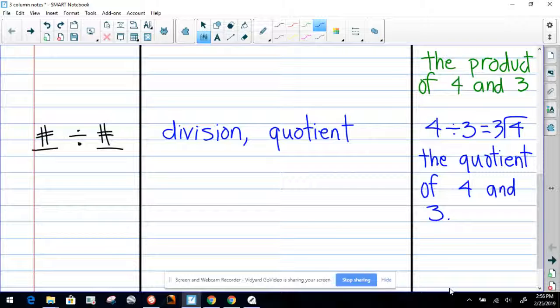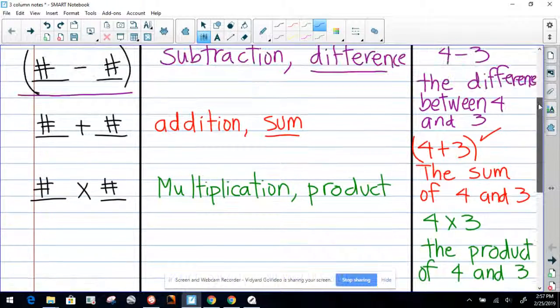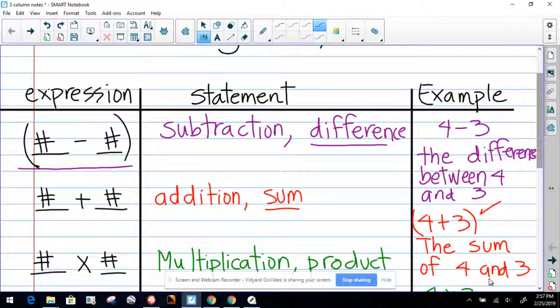Okay, my friends, review these notes. They are just simple memory devices that will help you write a numerical expression into a word expression, which will be this right here. So just look at it, learn it, and practice it.